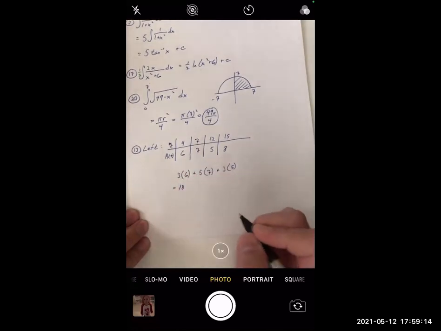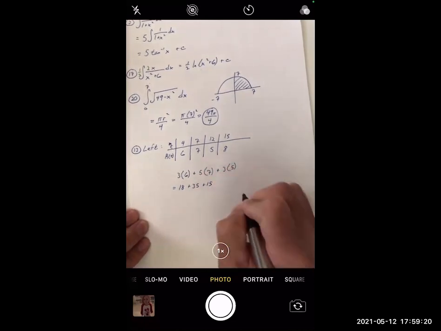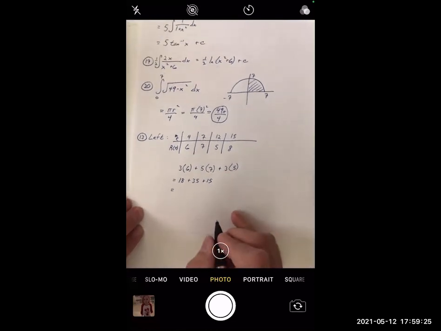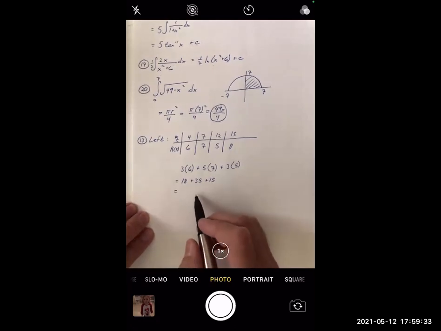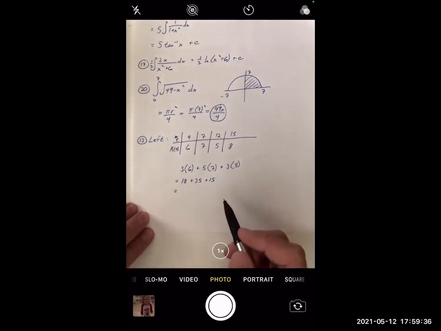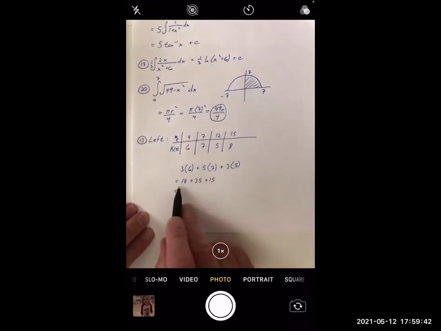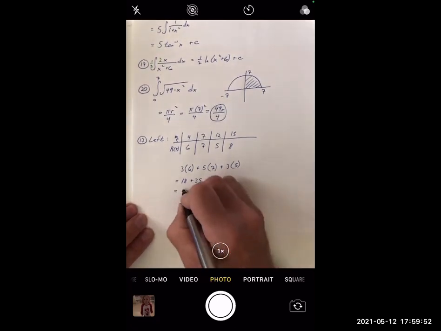So 18 plus 35 plus 15, which gives you a total of, what's the total? 118. Well, with this right here, what's your total? 18 plus 35 plus 15. 68.